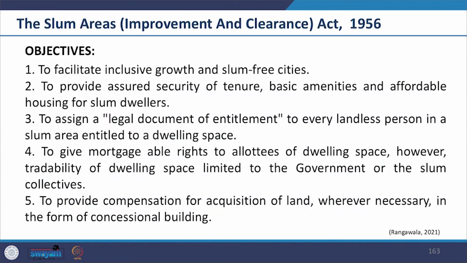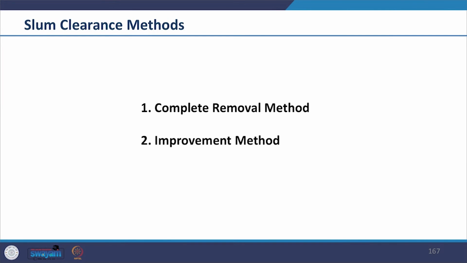In the Indian context, we also have the Slum Areas Improvement and Clearance Act of 1956, which focuses on facilitating inclusive growth and slum-free cities. Then we also focus on slum clearance. There are 2 clear methods of slum clearance: the complete removal method and the improvement method. We'll look at the second method, the improvement method. If the houses are fairly good, certain steps are suggested, like improvement of the street system, filling up of the lowland, modification of the drainage arrangement, removal of obstructing structures and so on.